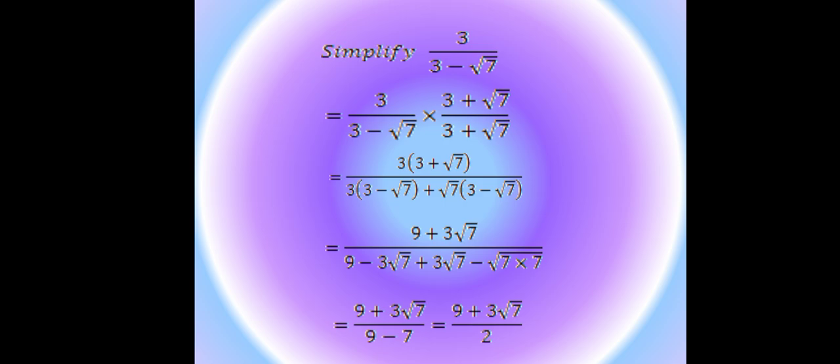Simplify 3 all over 3 minus the square root of 7. You simplify, you get 9 plus 3 times the square root of 7 all over 2.